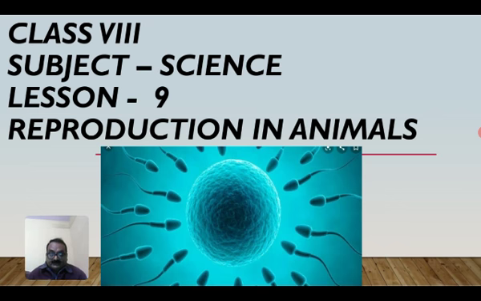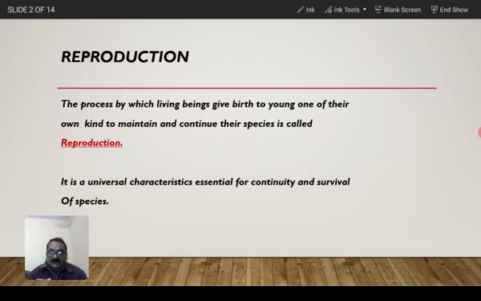What is reproduction? The process by which living beings give birth to young ones of their own kind to maintain the continuity of their species is called reproduction. Here I use one word, species. What is the meaning of species? The same kind of living organisms which can reproduce and give birth to young ones are called a species.